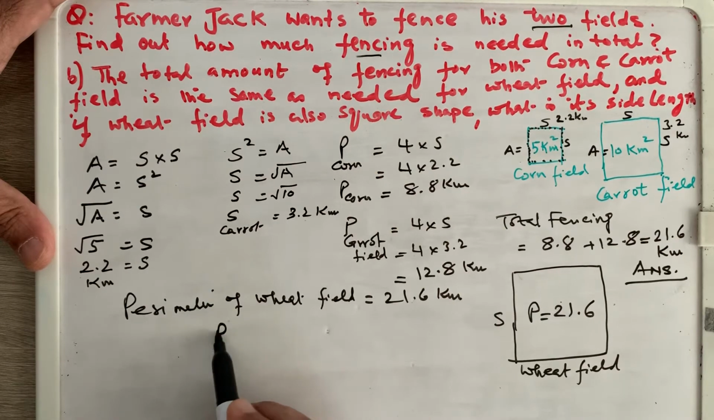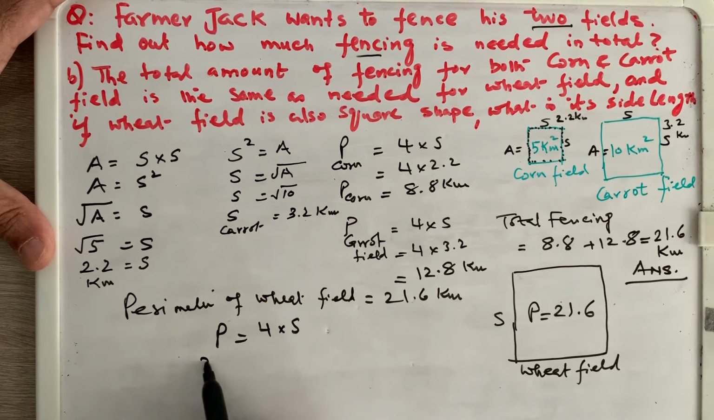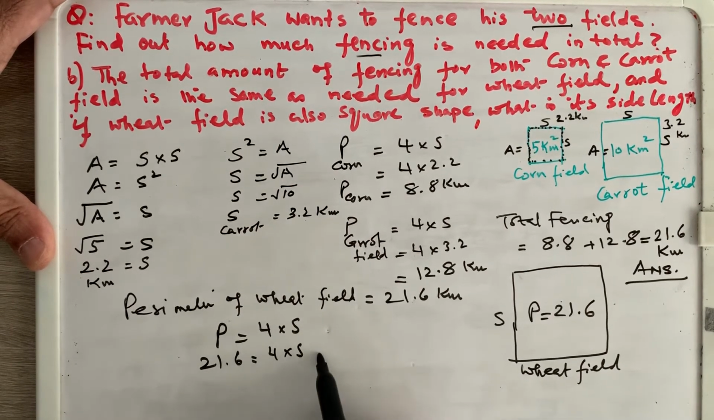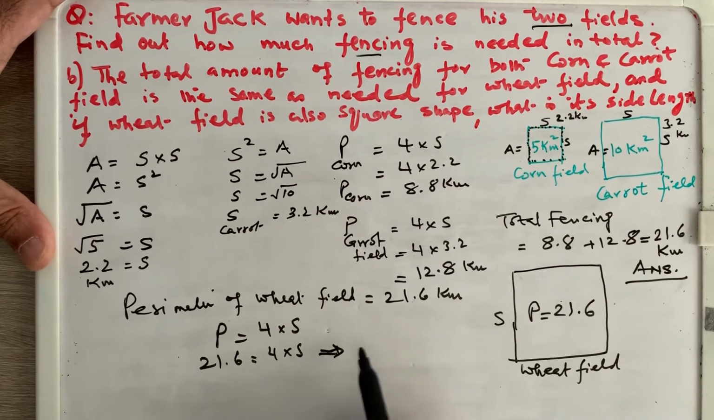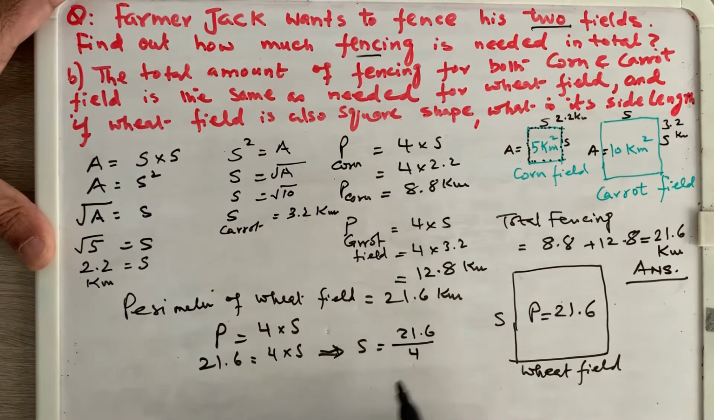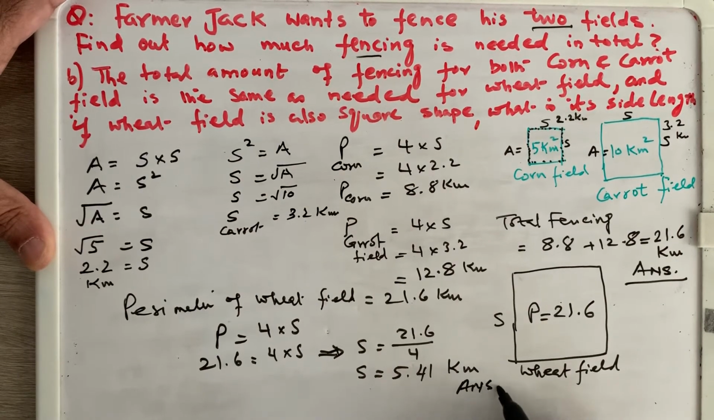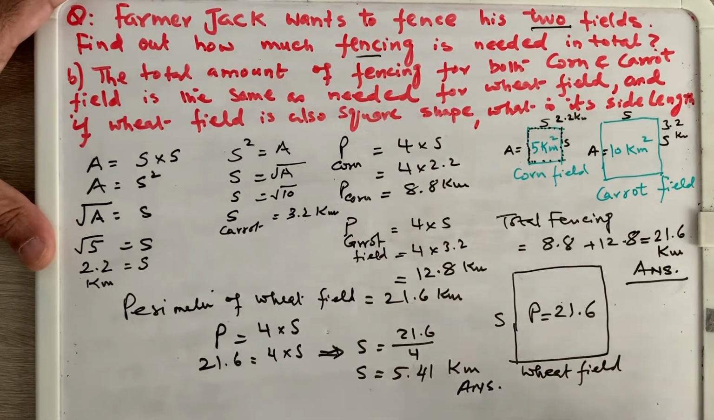So perimeter is equal to 4 times S. The perimeter is given, 21.6 is equal to 4 times S. That gives us S, or side, is equal to 21.6 divided by 4, which gives me side is equal to 5.41 kilometers. So this way we have done our second part of the question. So this is our second part, B part.